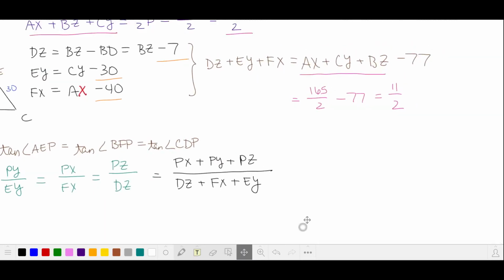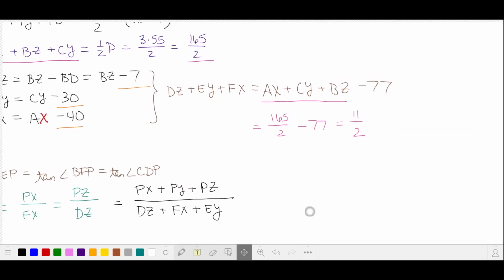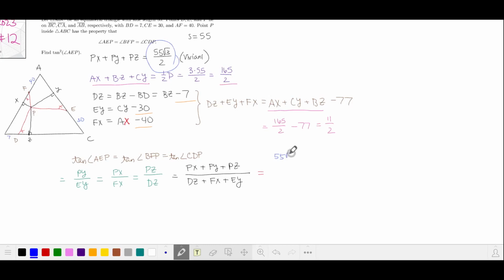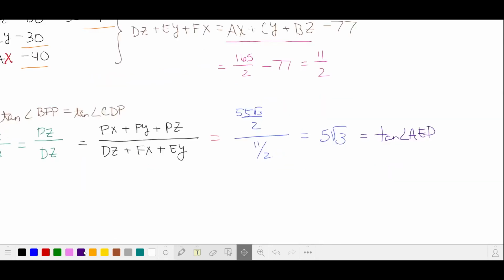We have these expressions for the numerator and denominator. Here's the numerator, 55 root 3 over 2, and our denominator is 11/2. So this is 5 root 3, the tangent of our angle. Finally, the problem asks for the square of that tangent, and our answer is 75.